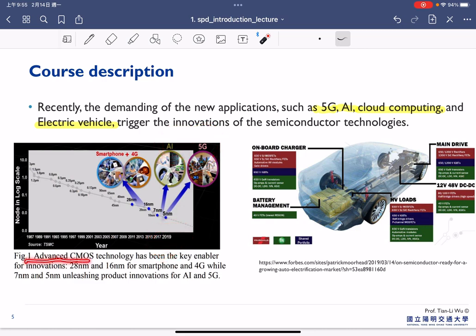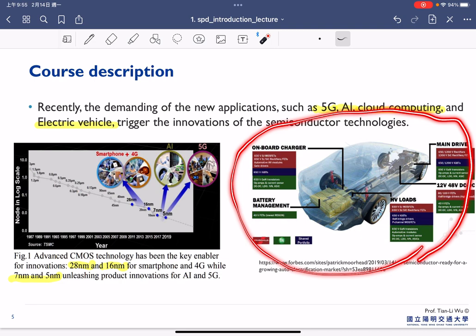So advanced CMOS technology has been the key enabler for the innovation at 28 or 16 nanometer. If you are using a smartphone that is mainly used for 4G, that is actually based on the 28 and 16 nanometer technology. But if you have a cell phone that already has functions like AI or 5G, it is already based on 7 nanometer and even 5 nanometer semiconductor technologies here.